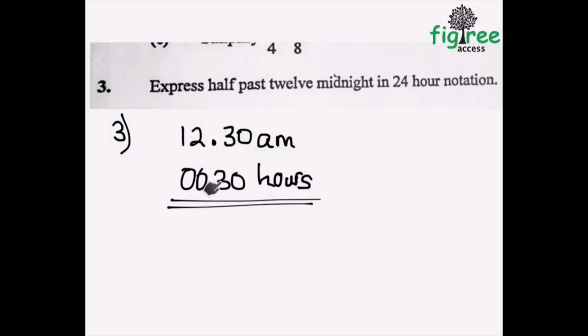We don't put a dot here. In 24-hour notation, we just write 00:30 hours. We don't put AM or PM, and we do not put a dot here. So that's how we attempt number 3. We are going to continue with the other numbers as we go on. This marks the end of this first lesson.